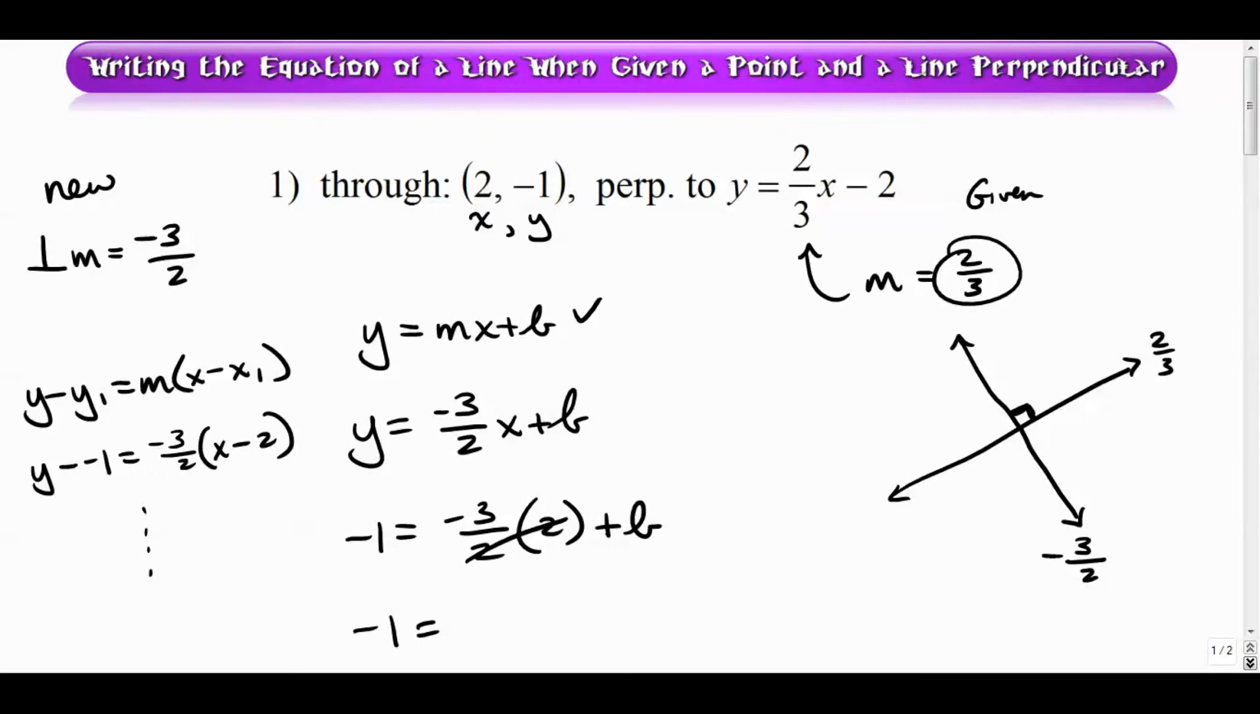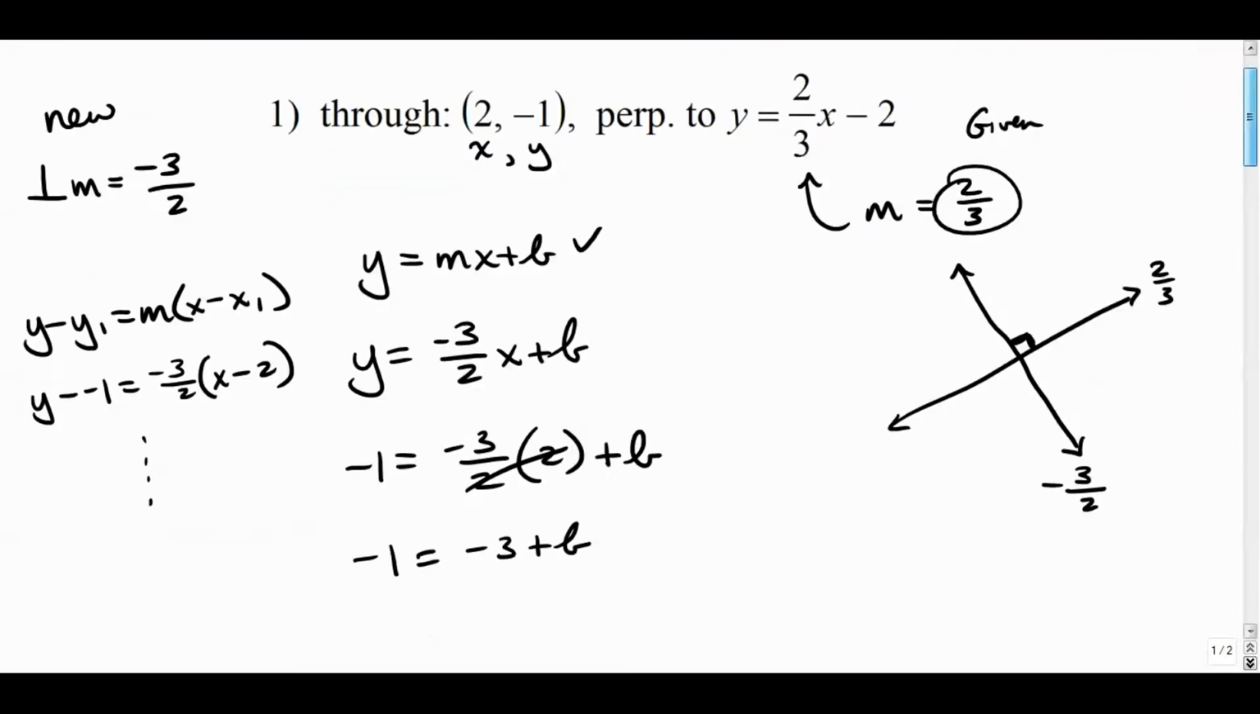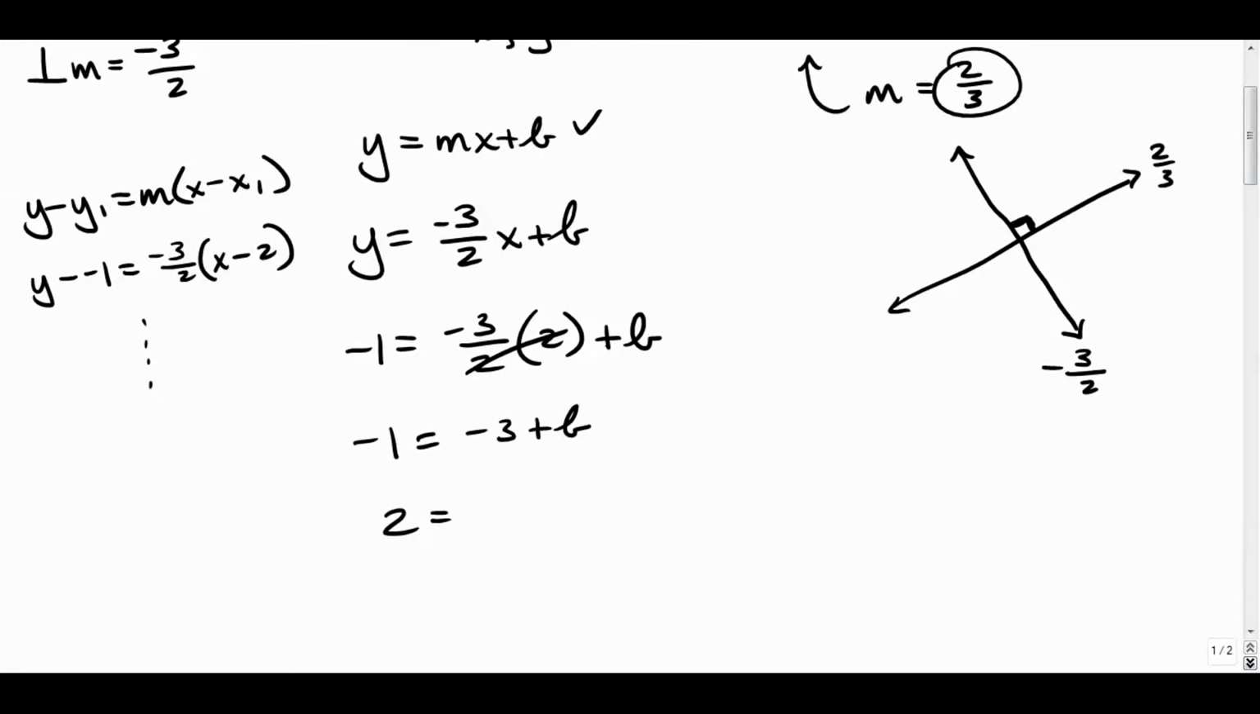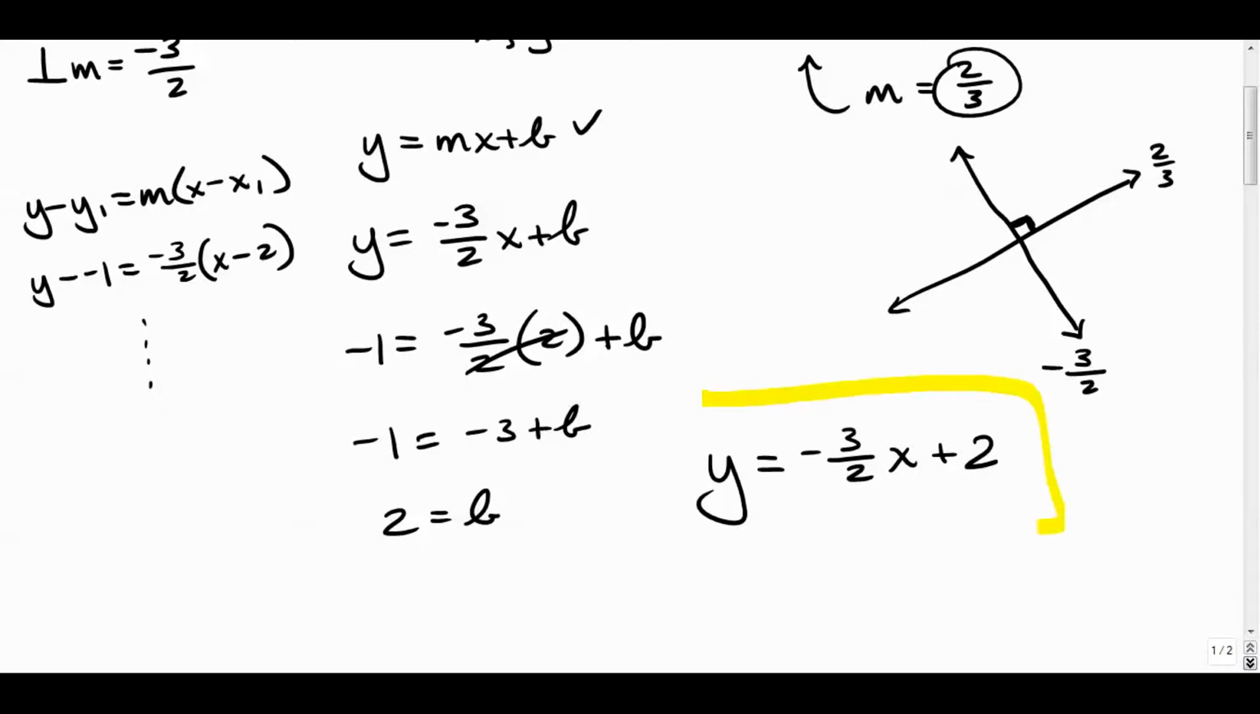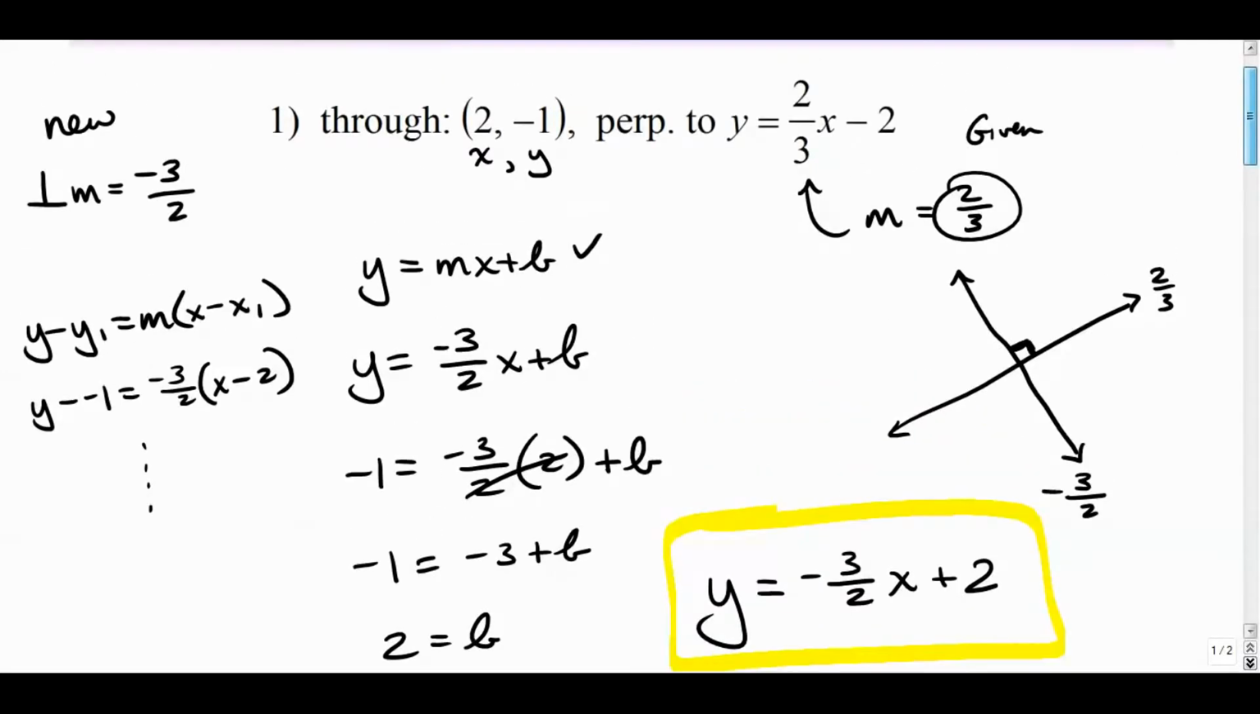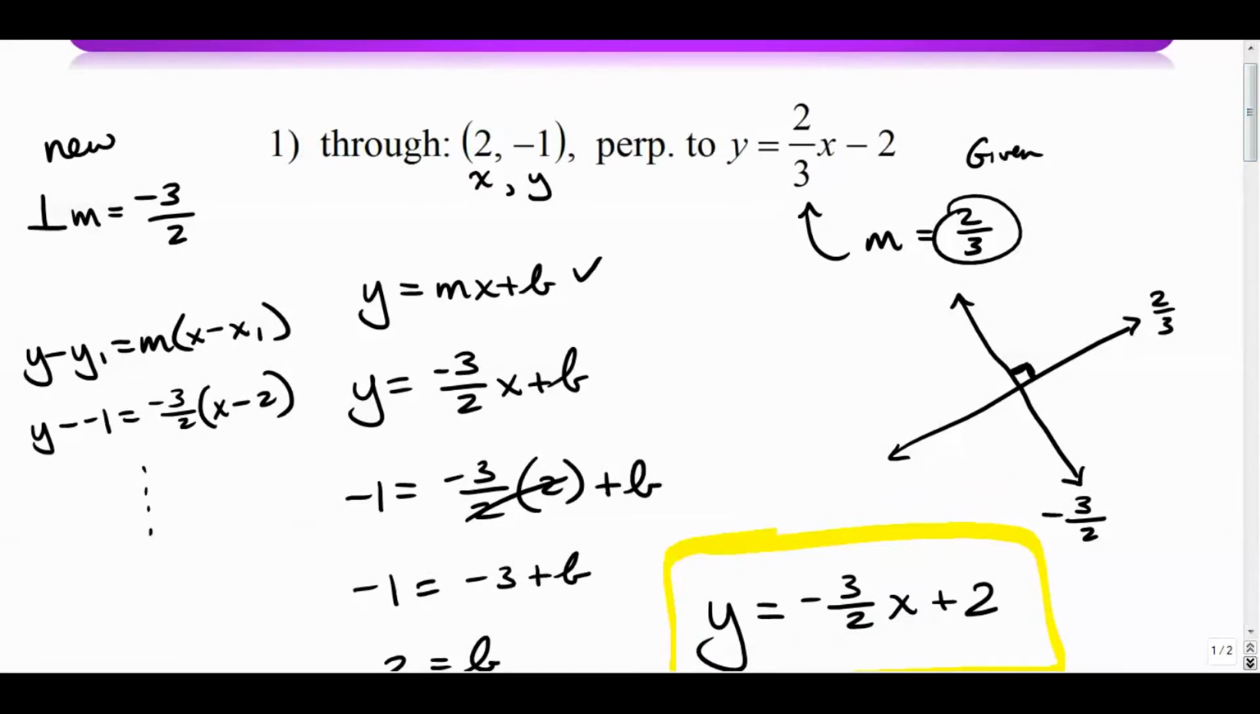But we have -1 equals -3/2 times 2, the 2's cancel, we get -3 plus b. Add 3 to both sides and you get 2 is equal to b. So the equation that we have is our new slope plus our new y-intercept. Now my claim is that these two lines are perpendicular and that the one in yellow holds this point. So we can check it manually. We can literally just plug this in. -1 should equal -3/2 times 2 plus 2. It turns out that it does.